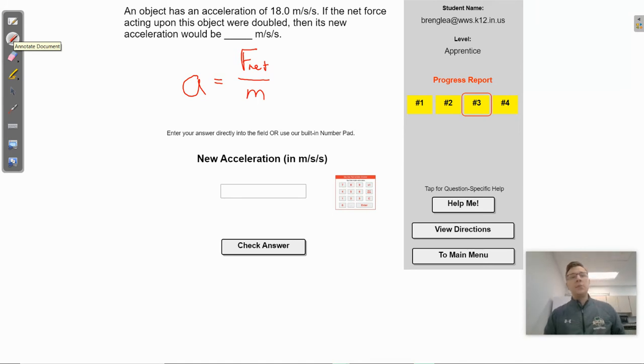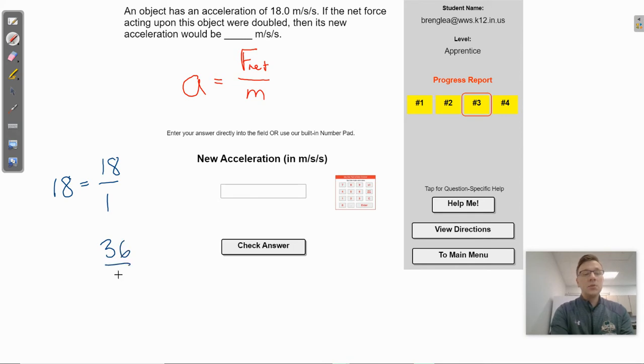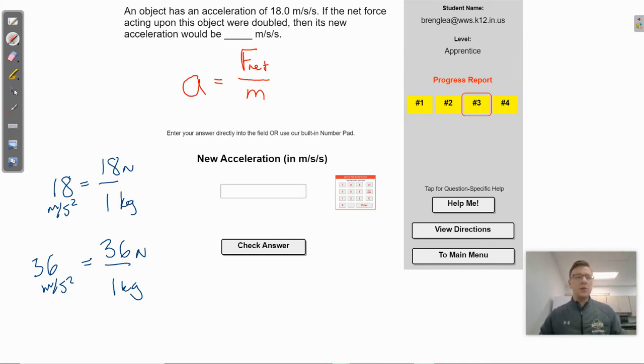So it says that the acceleration is 18 and the net force is doubled. You can make an equation that's equal to 18. It can be as simple as this: 18 is equal to 18 over 1, right? Now it says that we double the net force. So instead of 18, it's now 36 newtons. This would be newtons, this would be meters per second squared, this would be kilograms down here. So now it's 36 newtons divided by 1 kilogram, which is clearly 36 meters per second squared. So that'll be our answer here.